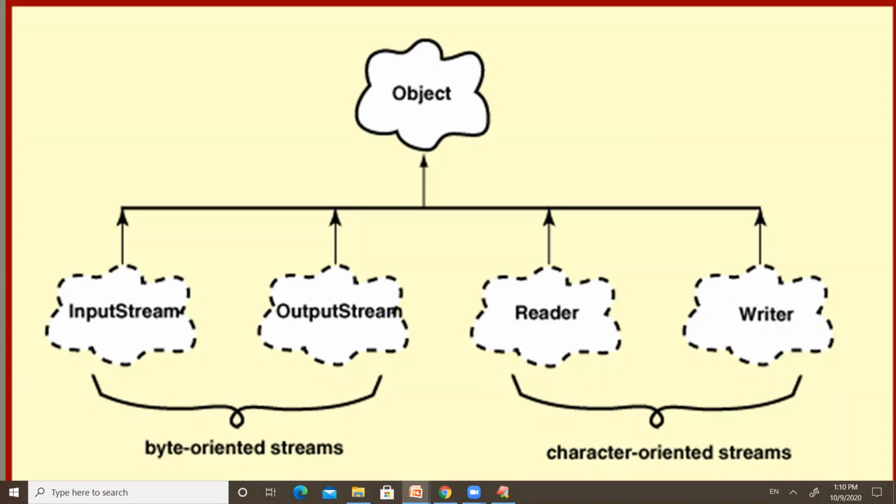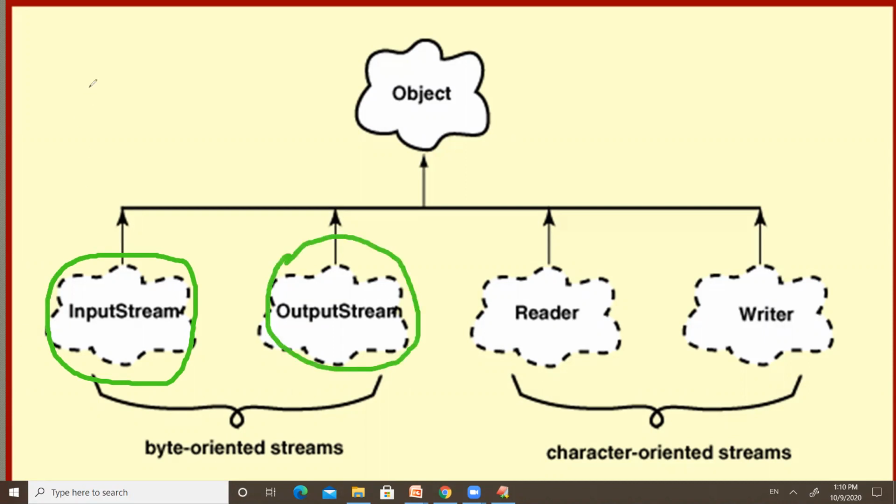Let us have a look at these two types of classes, right? If we want to read the data by using byte oriented classes, we can use the classes called InputStream. And if we want to write the data, we can use OutputStream.